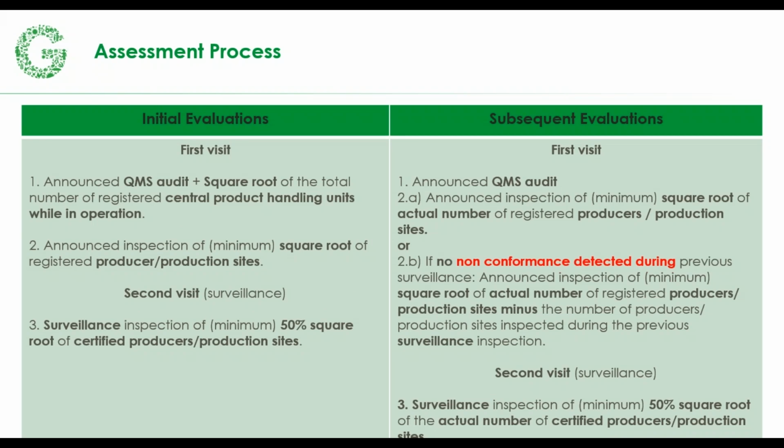For the certification bodies, there are different ways to do it as well. So you have a first visit, which is a review of the QMS and the square root of the producers and the central product handling units. And then you have a second visit. So this would be coming back to the farm and doing a surveillance inspection, 50% of the square root of the certified producers. This would be sometime after 30 days and before the 30 days of the expiration.